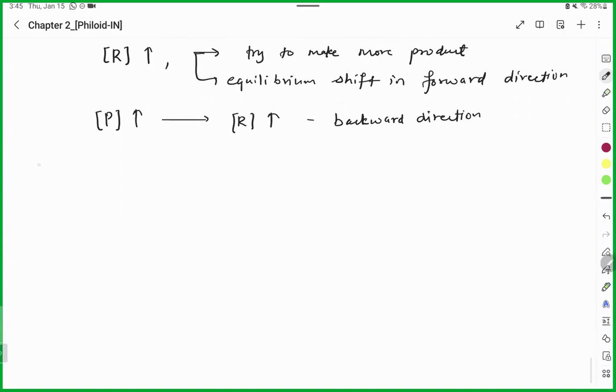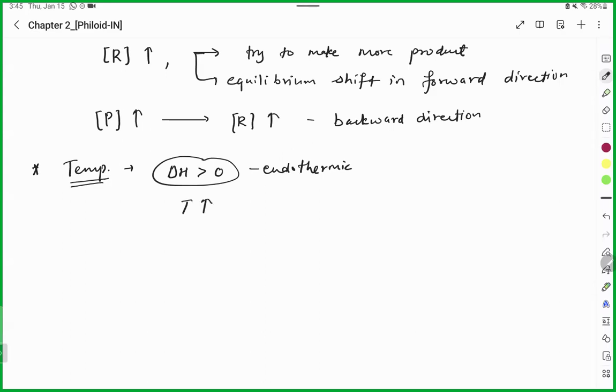Okay, one thing. Second, the effect of temperature. If the reaction is endothermic, delta H value is more than 0. In this situation, you will see that if you increase temperature, the reaction will shift in the forward direction. It means if delta H is negative and the reaction is exothermic, and if you increase temperature, then it will occur in the backward direction.